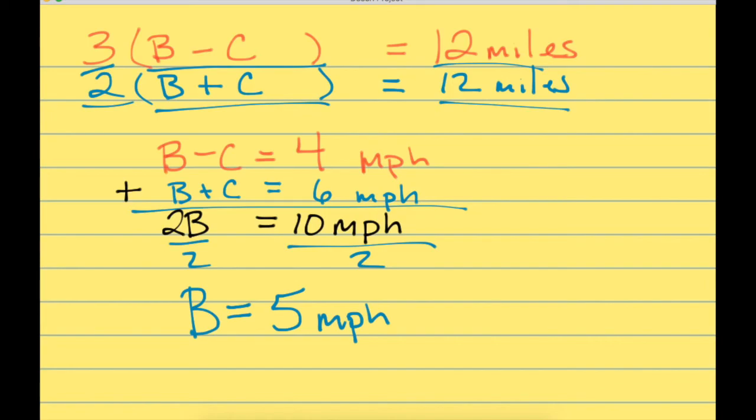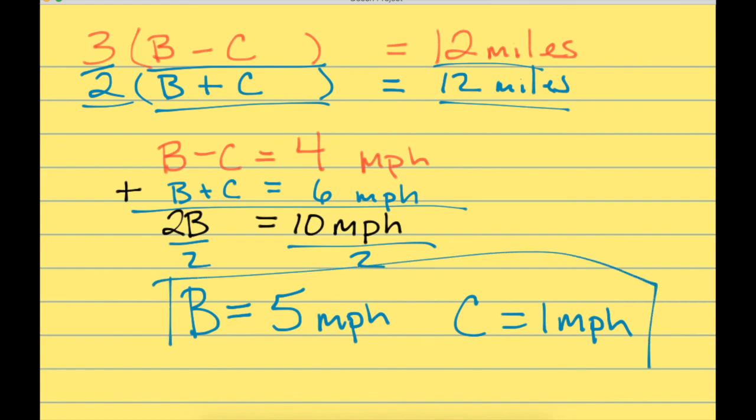Now, if the boat was moving 5 miles per hour and the current brought it down to 4 miles per hour, then the speed of the current must have been 1 mile per hour. Okay, which would also mean that if it's moving 5 miles per hour and I'm going downstream, that would bring it up to 6 miles per hour. So there's the speed of the boat and the current.